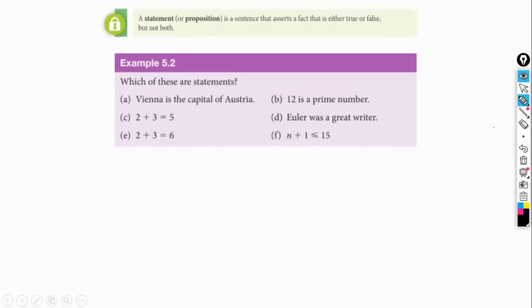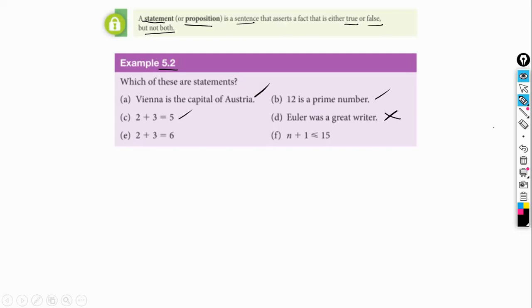So now let's take a look at a definition. A statement or proposition is a sentence that asserts a fact that is either true or false, but not both. So let's take a look at example 5.2. Which of these are statements? A. Vienna is the capital of Austria. This is a statement, which happens to be true. B. 12 is a prime number. This is a statement, although it's false. C. 2 plus 3 equals 5. That's a true statement. D. Euler was a great writer. This is not a statement. This is an opinion. It could be either true or false.